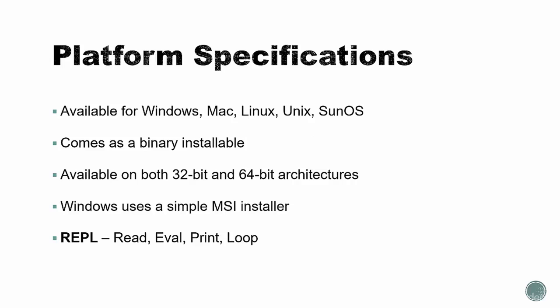So Node is available on all popular platforms: Windows, Mac, Linux, Unix, Sun OS, and it comes with a binary installer and is available on both 32-bit and 64-bit chipsets. We'll be using Windows in this course, and there's a really easy MSI installer that we can use. It's very self-explanatory, just like any other Windows installer. And it also installs NPM, which I'll talk about in a minute. It also comes with a REPL client, or REPL, which stands for Read, Eval, Print, and Loop. So it's basically a terminal that allows us to run JavaScript.